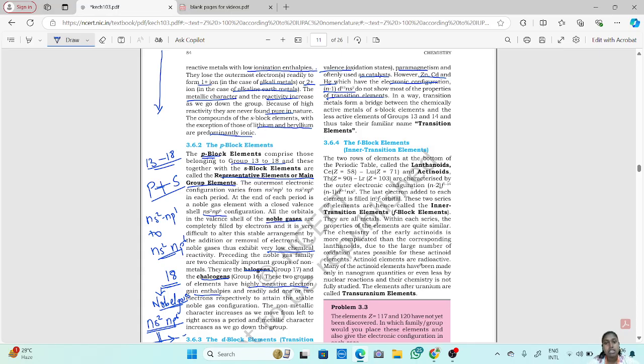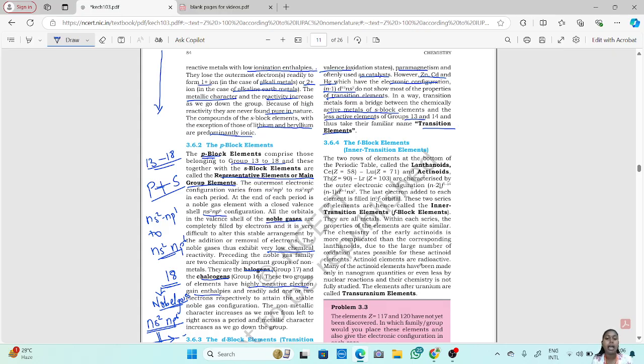In a way, transition metals form a bridge between the chemically active metals of s block elements and the less active metals of elements of group 13 and 14, and thus take their familiar name, transition elements. Now why D block is named as transition elements is because it is in between S and P block elements. Okay, so the properties of transition elements are quite similar to S and P block elements. So it is a bridge. Okay, it is a connecting bridge between S block and P block elements.